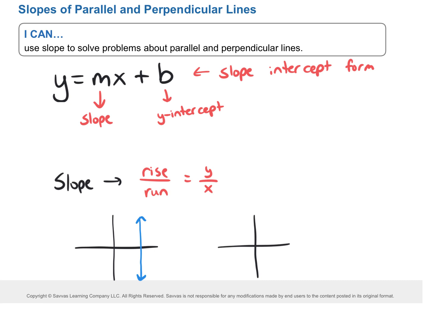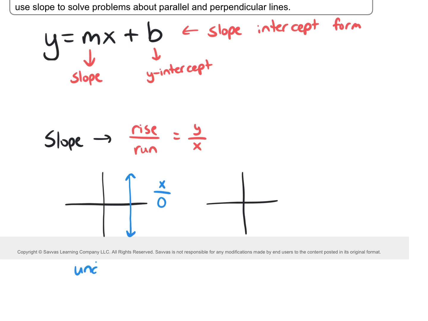Let's talk about it. Am I rising at all? Like, am I going up and down? Yes. Okay, so I'm just going to represent that as x right now. Am I going side to side at all? No. Our run is nothing, so our run is 0. Can I divide a number by 0? No. What does your calculator tell you? It doesn't tell you 0. It tells you there's an error, right? Because you can't divide something by 0. So this slope is actually called undefined.